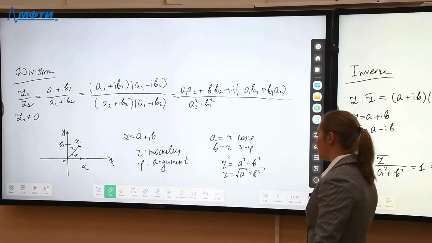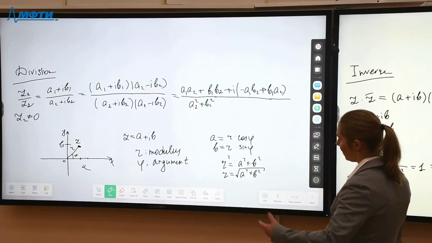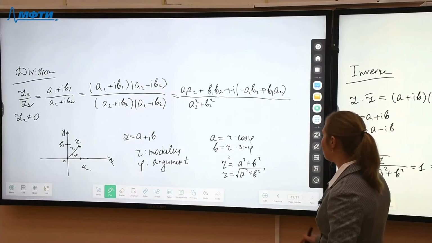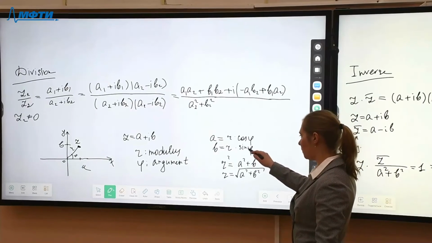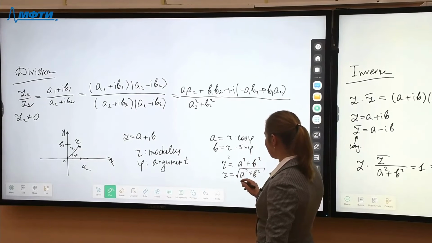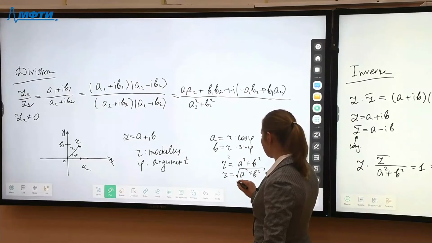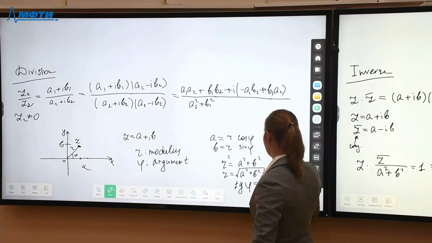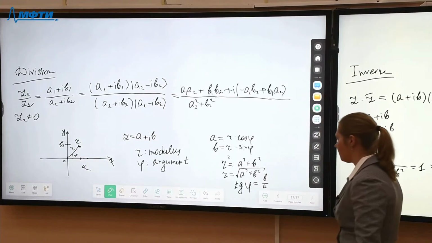And to find phi, we can, for example, divide the second equation by the first equation. We can cancel r in this case. Sine over cosine is tangent. So tangent phi is b over a. We can use this to find phi.